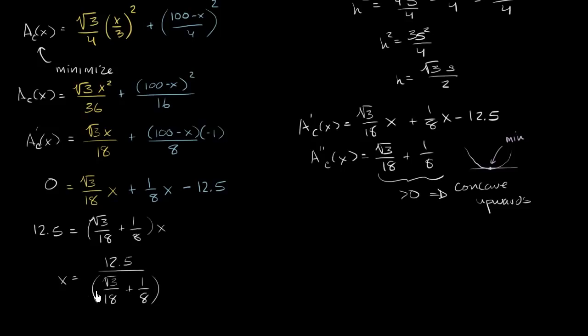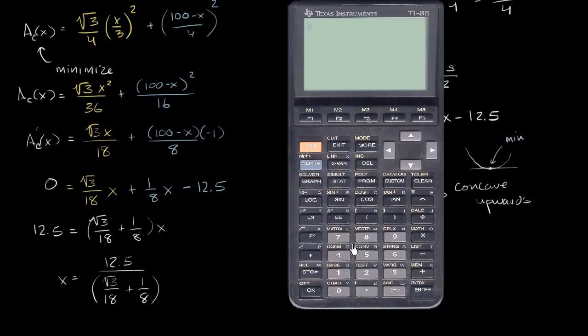Now, if we actually had a 100-meter wire, this expression isn't too valuable. We'd want to get a pretty close approximation in terms of where to actually make the cut, an actual decimal number. So let's use a calculator to get that. So we have 12.5 divided by square root of 3 divided by 18 plus 1 divided by 8.